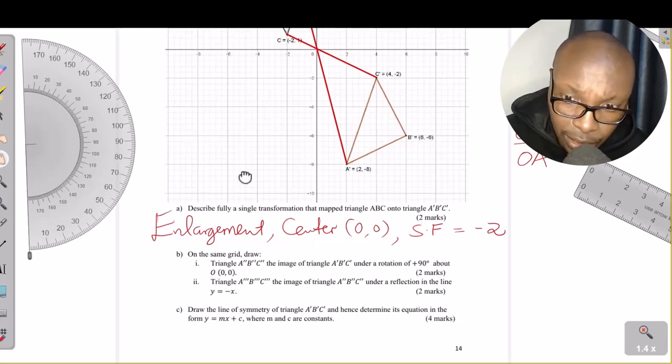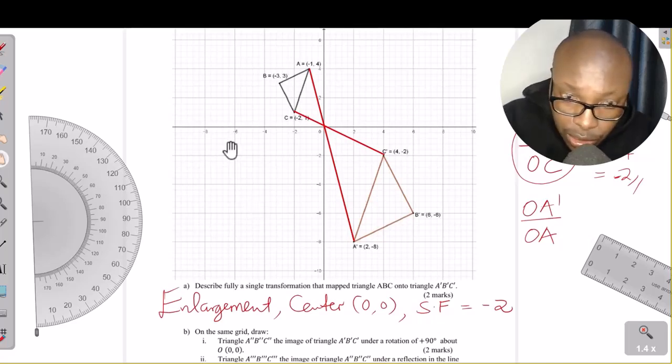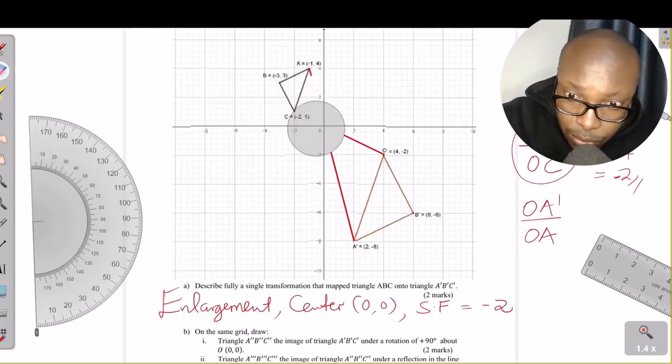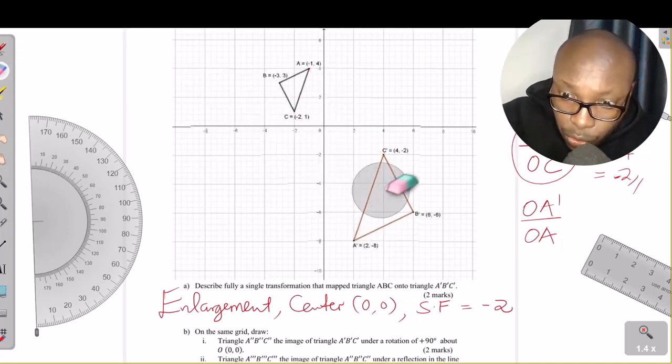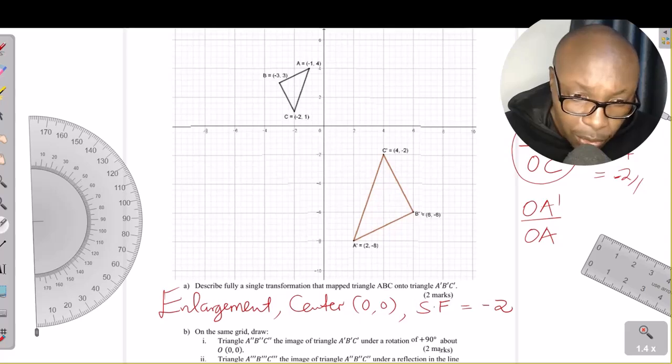So when you go to the diagram, I will first need to clear this. So I will clear this one so that I can now rotate. You're required to rotate A prime, B prime, C prime under a rotation of positive 90 about the origin. So how do you go about that? I'm going to use a protractor, a ruler and a pair of compasses to do that.